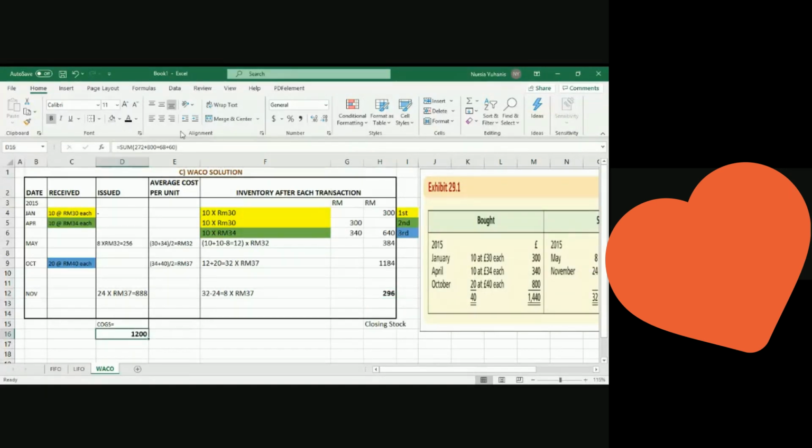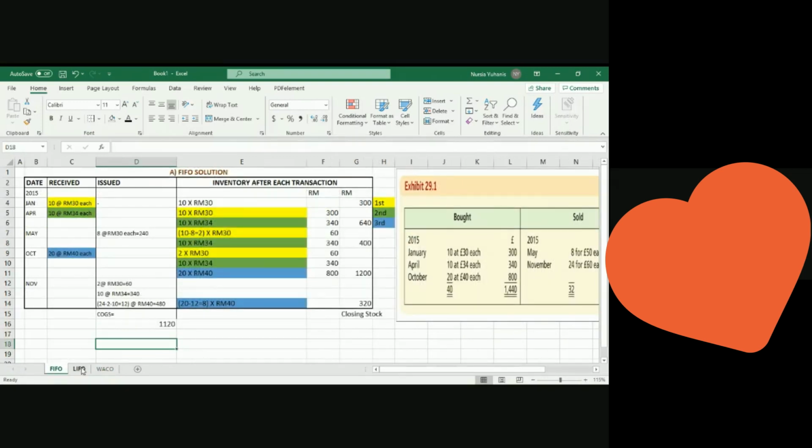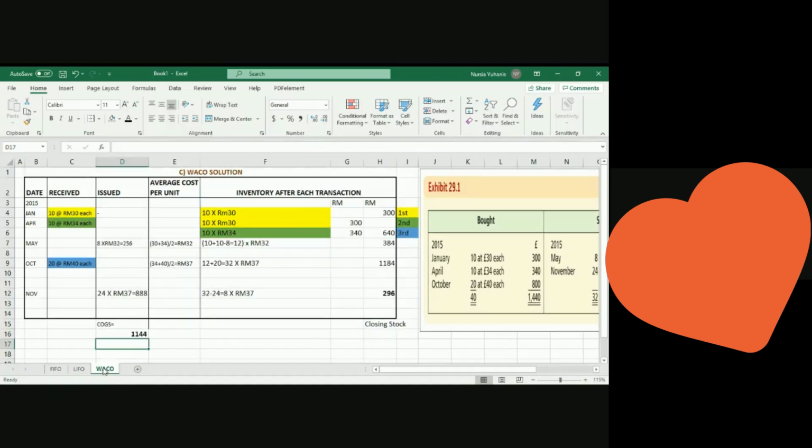Okay, and then we need to calculate the cost of goods sold. The first one is 256, and this one is 888. The total is 1,144 under the weighted average method. So we have 3 methods here. You can refer to the answer later on. I will share it in the group. You have the FIFO calculation, the LIFO calculation, and then the weighted average calculation.